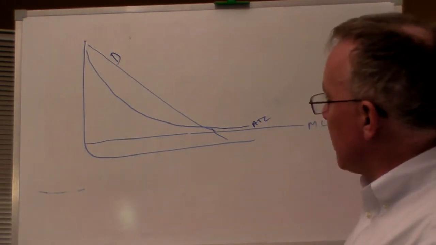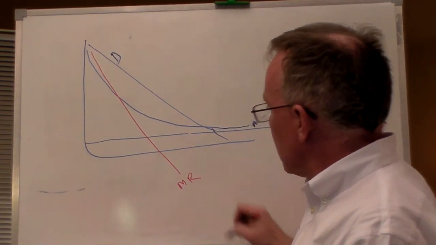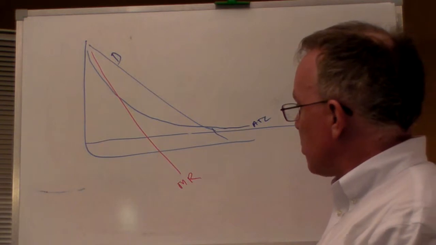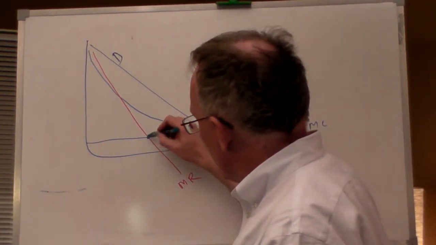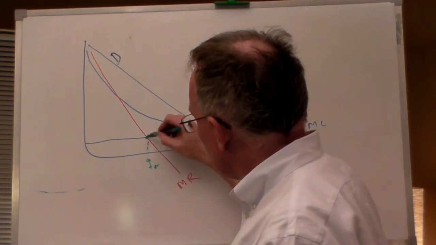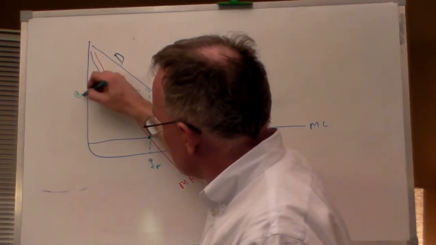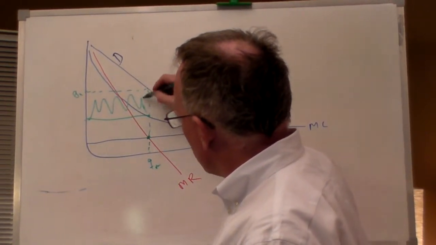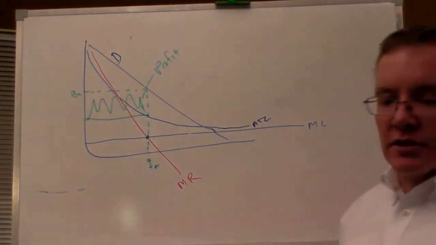So now let's add a marginal revenue curve. And so we would see that this firm would maximize its profit if it was a single price monopolist at this point, price off the demand curve, and then go down to average total cost, and then this would be the firm's profit. So this would be the profit if it was a single price monopolist.